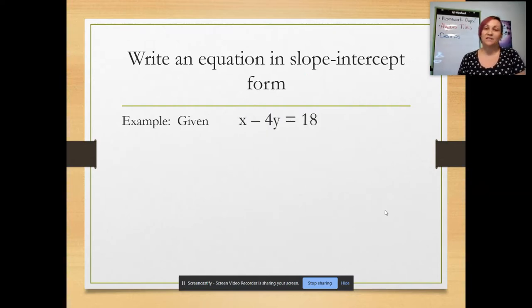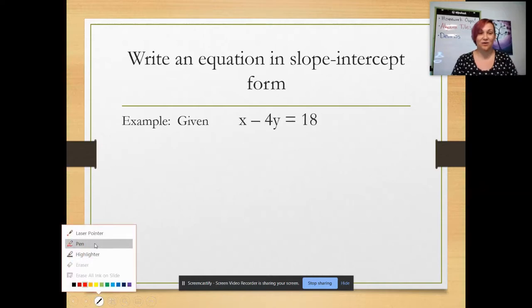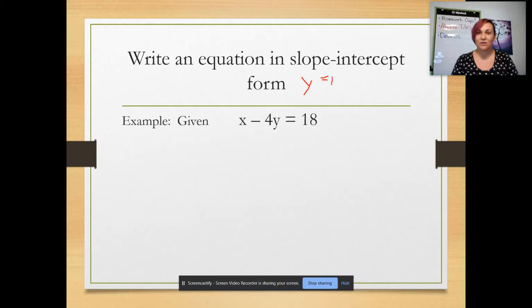Again, here I was given an equation that is not in slope-intercept form. This equation is actually in the very last form that we need to learn about, which is called standard form. So that's what we're going to start learning about tomorrow and on Friday. For right now, though, we just need to make sure that we can get this into slope-intercept form. Slope-intercept form, again, is y equals mx plus b.